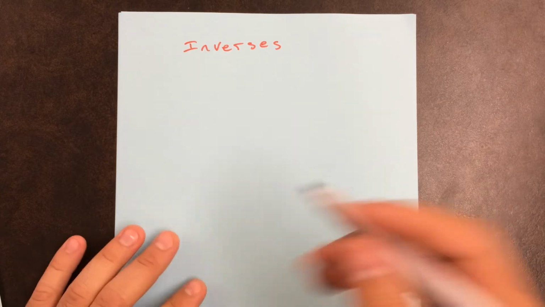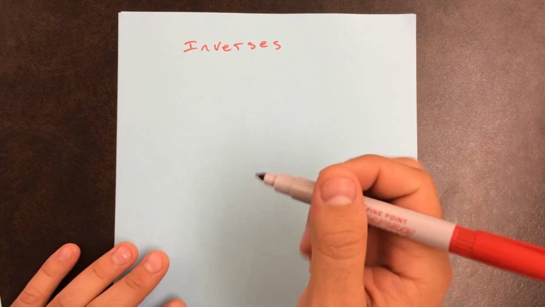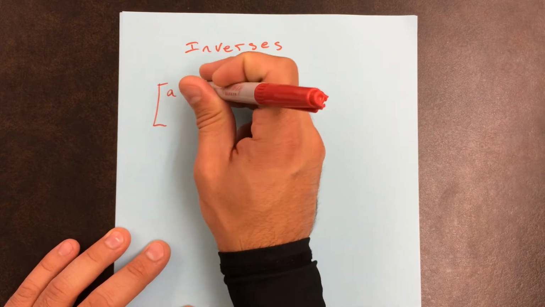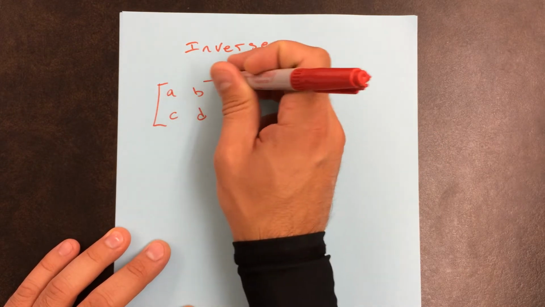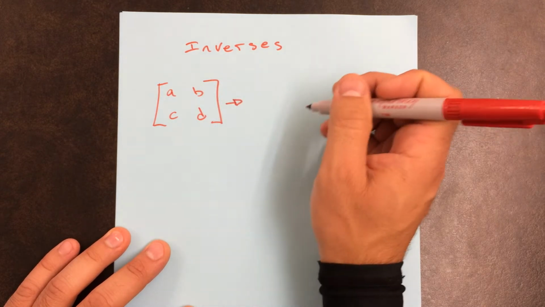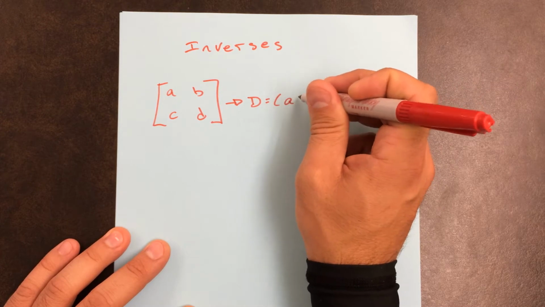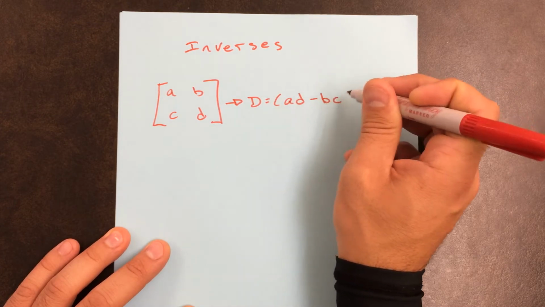All right, today we're going to do the inverse of a matrix. We're really just going to do 2 by 2s by hand. So if I have a 2 by 2 matrix, it's going to be A, B, C, and D. The first thing I have to do is find the determinant. The determinant of this is equal to A times D minus B times C.